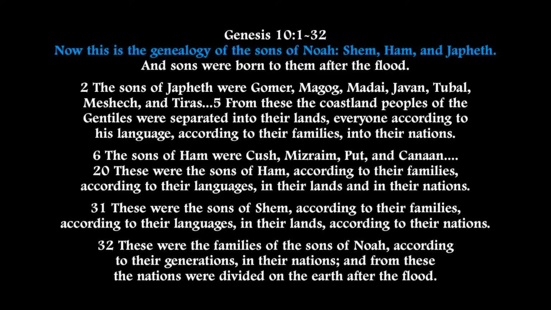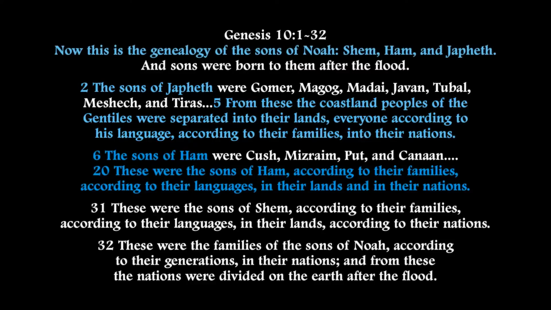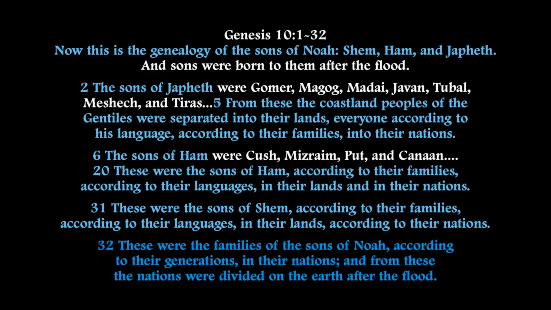And at the end of each of the sons' descendants in the Table of Nations, the verses say this. Japheth: "From these the coastland peoples of the Gentiles were separated into their lands, everyone according to his language, according to their families, into their nations." Ham: "These were the sons of Ham, according to their families, according to their languages, in their lands and in their nations." Shem: "These were the sons of Shem, according to their families, according to their language, in their lands, according to their nations." The descendants of Noah were separated to the different nations, according to each other's languages.